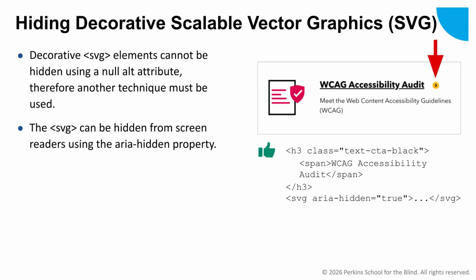Conversely, let's say you have a decorative SVG. How do you hide that? Decorative SVG elements cannot be hidden using null alt, so another technique must be used. An SVG can be hidden from screen readers using the ARIA hidden property. In the example on the right side of the screen, we have a decorative SVG next to the WCAG accessibility audit text. If we look at the code, we would see ARIA hidden equals true on the SVG element. This SVG would then be hidden from assistive technology.